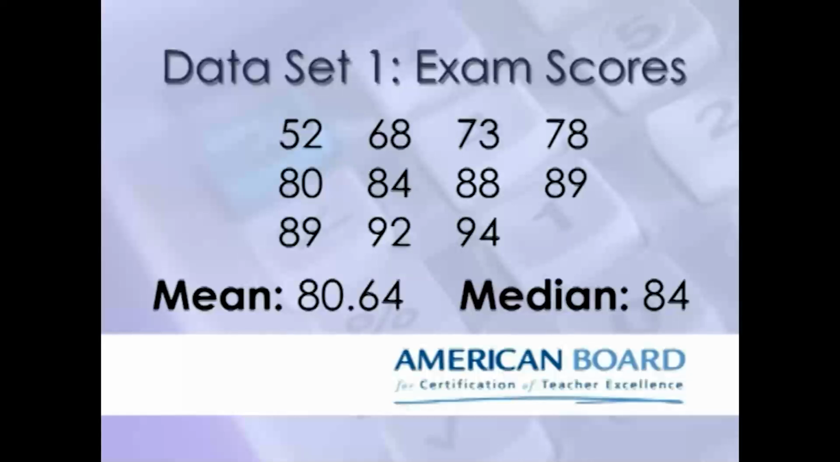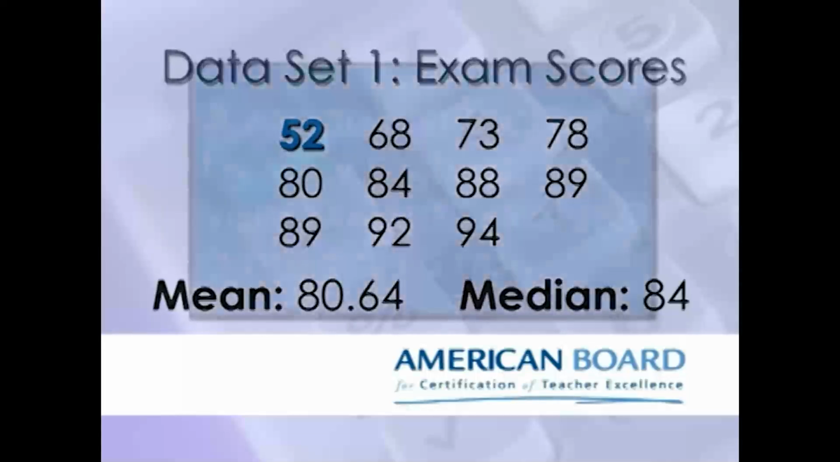If we look closely at the data, we see that one of the test scores is significantly lower than the others, 52. If this 52 were even lower, it wouldn't change the median. However, it would change the mean.